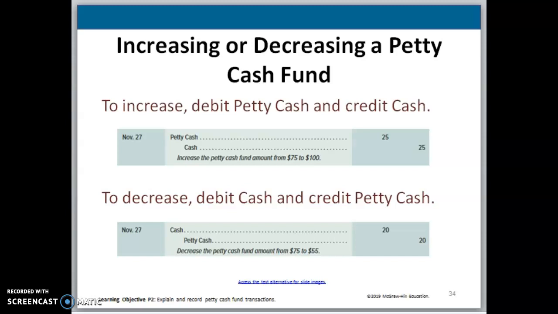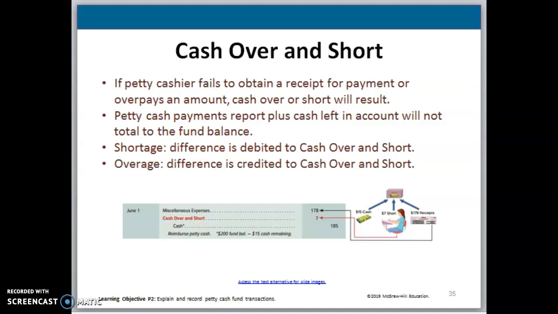But just like any other cash handling, we could have errors. So we might forget to get a receipt for someone. We might give them too much cash. We might not get enough cash back. So we could have cash over and short in those, just like we could before in any other cash handling. So we will follow the same process.